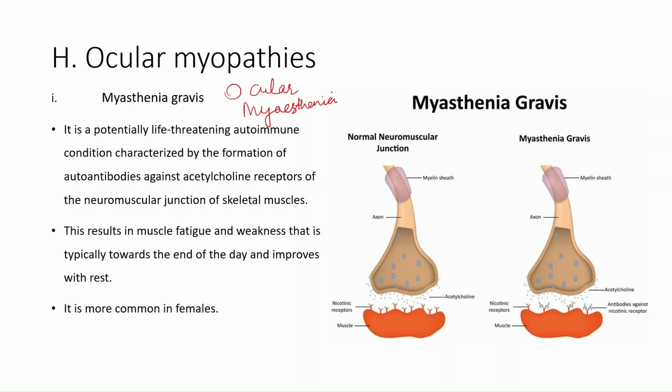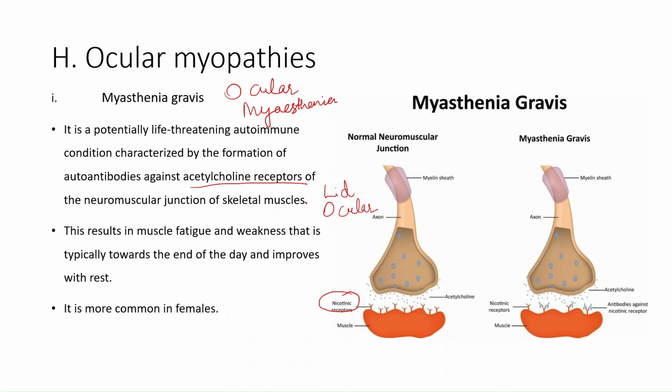When no other tissues in the body have myasthenia gravis, we call it ocular myasthenia. It is a potentially life-threatening autoimmune condition characterized by formation of autoantibodies against acetylcholine receptors of the NMJ of the skeletal muscle. So we are mainly worried about the nicotinic receptors which are present in the skeletal muscles. In the eye, the skeletal muscles are the lid muscles, LPS, and the extraocular muscles like superior rectus, inferior rectus, and others.